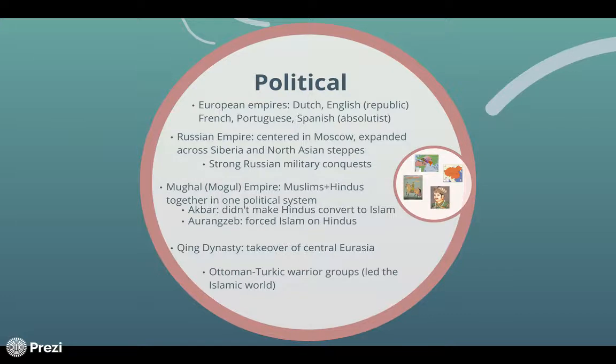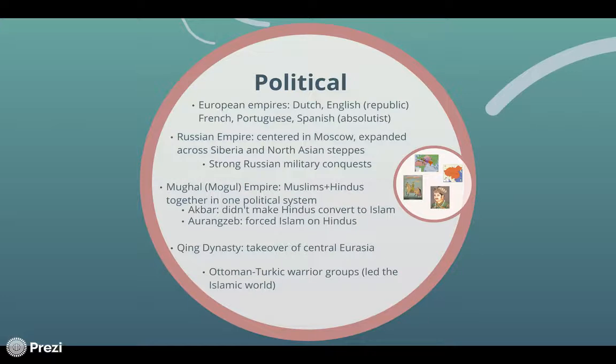The Mughal Empire united Muslims and Hindus in one empire. The two famous emperors from the Mughal Empire were Akbar, who was more of a peaceful leader, and he didn't make Hindus convert to Islam. He respected their Hinduism as their religion, while Aurangzeb forced Islam onto the Hindus, so he made people convert.